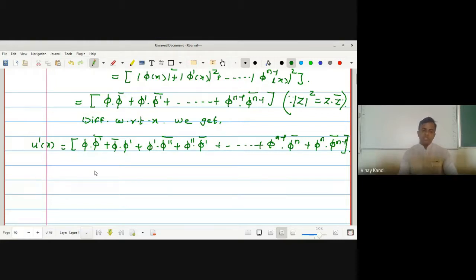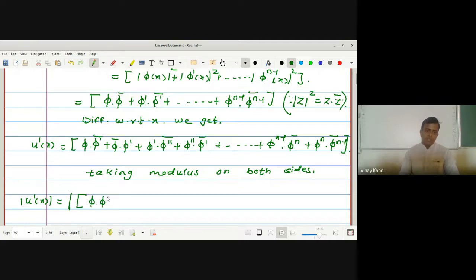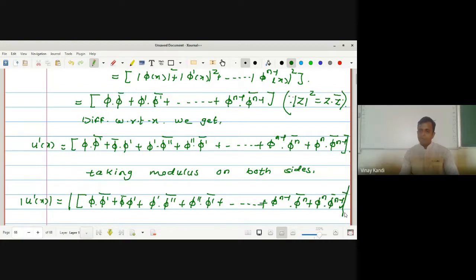Now taking modulus on both sides, we get mod of u dash of x is equal to mod of, in the bracket, phi into phi dash bar plus phi bar into phi dash plus phi dash into phi double dash bar plus phi double dash into phi dash bar, and so on, plus phi raised to n minus 1 into phi raised to n bar plus. Okay, any doubt up to here?